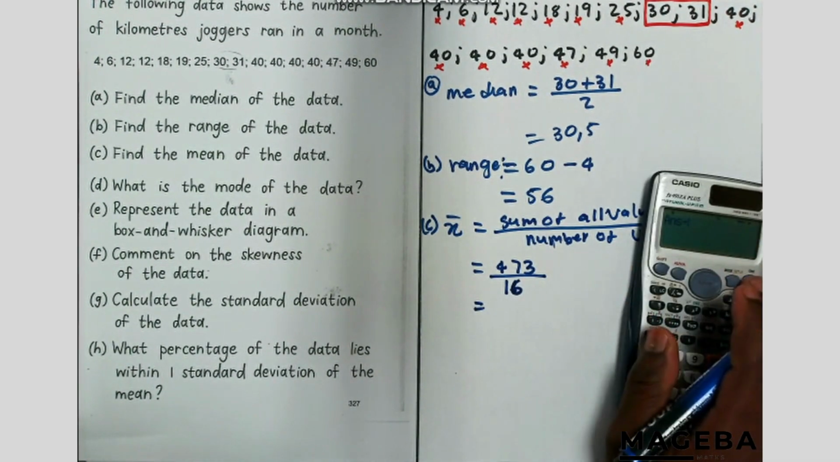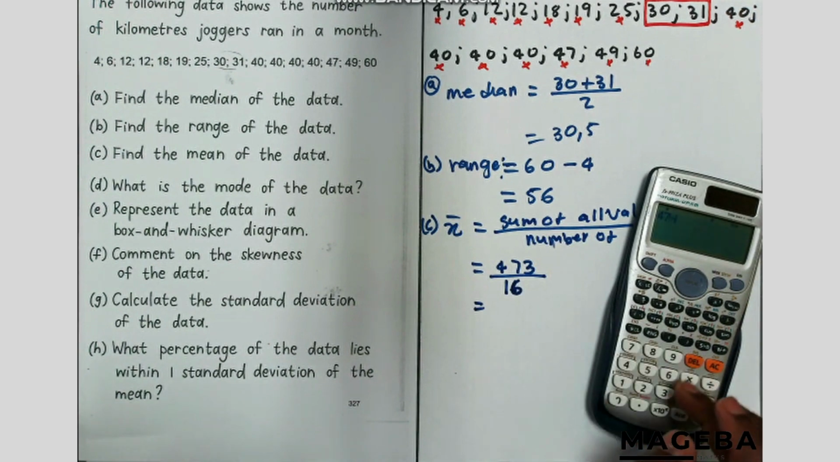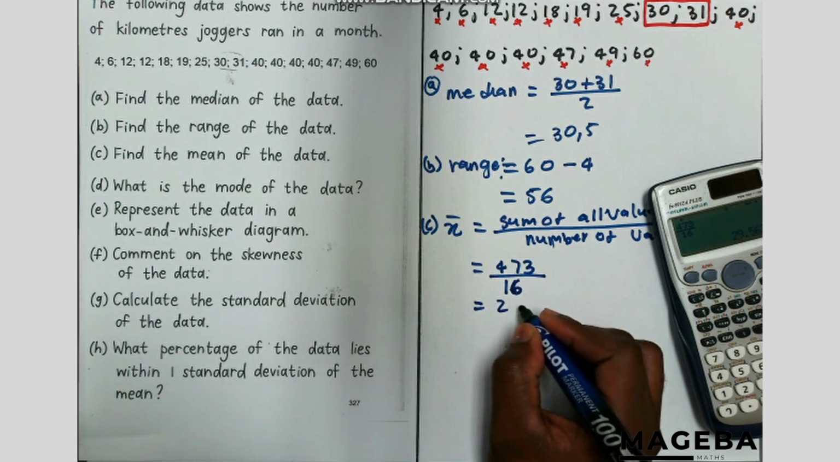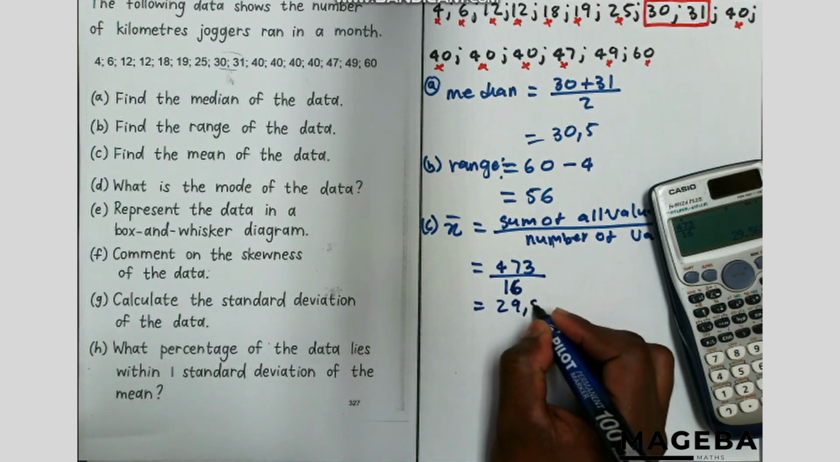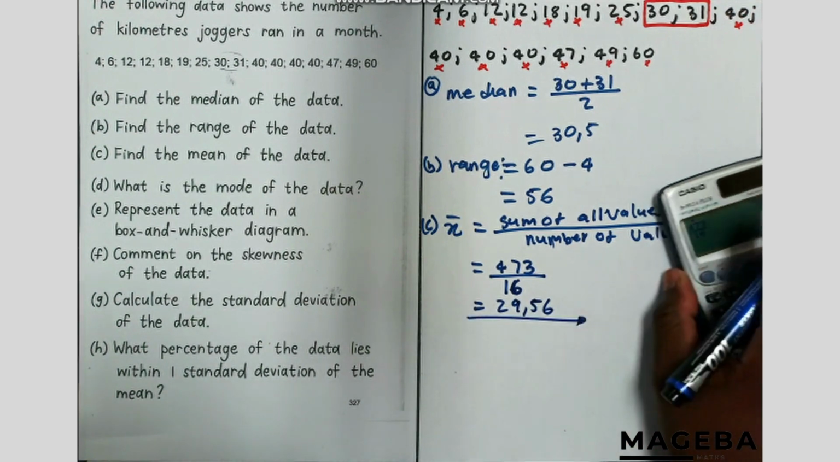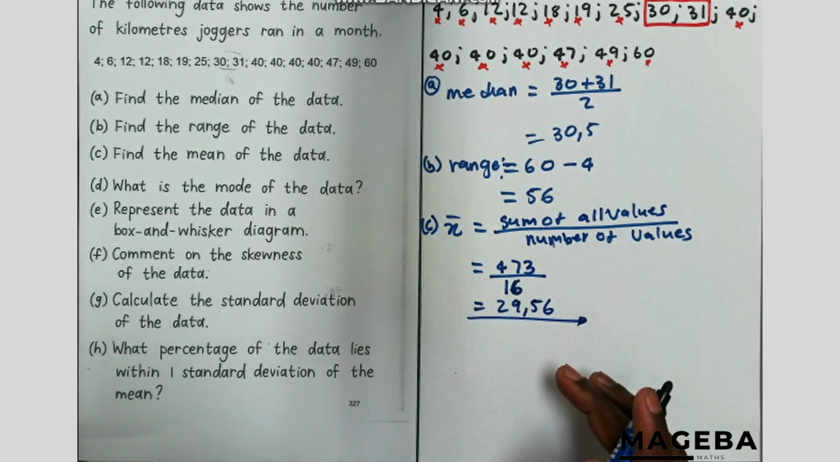So if I say now 473 divided by 16, what am I getting? 29,56. So this is the mean that I found from this data.